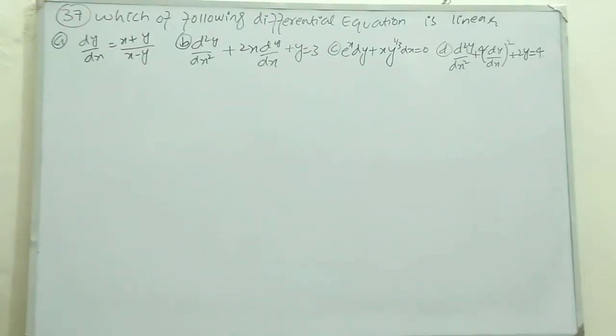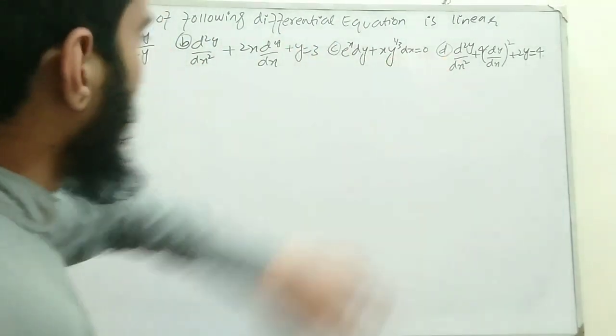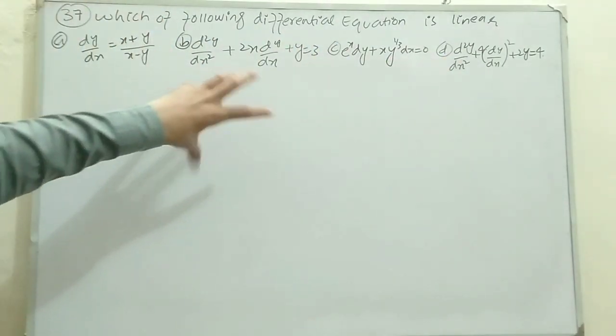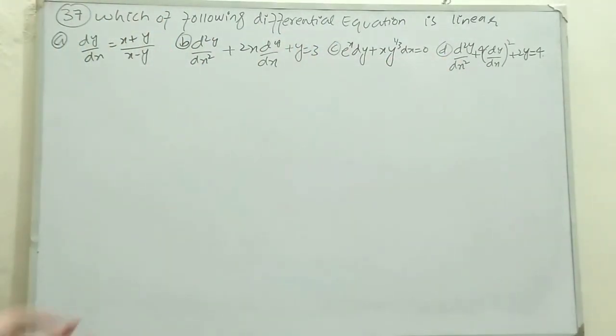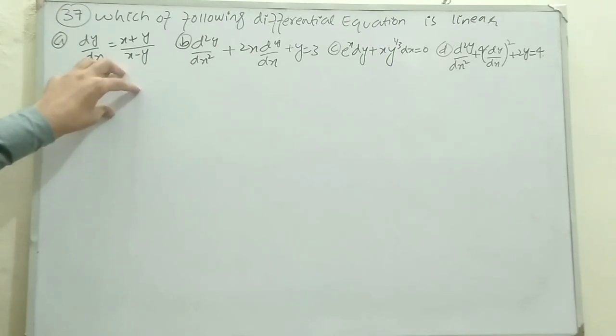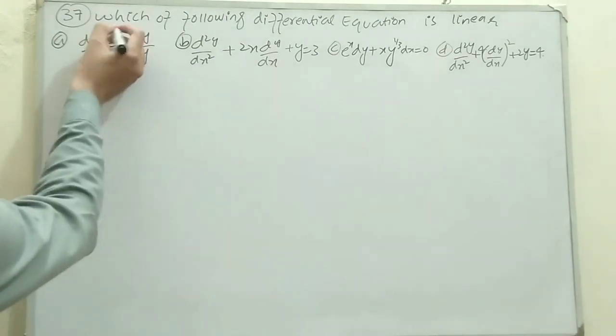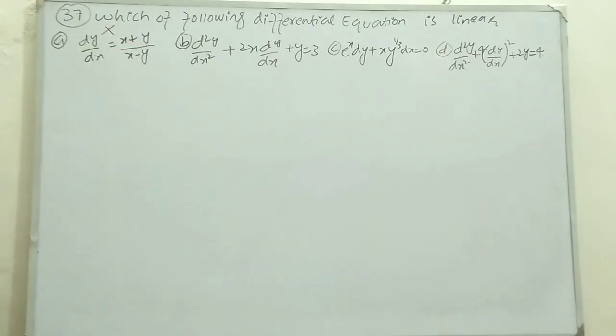Now move toward MCQ number 37. Which one of the following differential equations is linear? Four equations are given, and they are asking which equation out of these four is linear. Remember, the first equation is non-linear. That's why the conversion of this non-linear equation into linear form is not easy. This is very difficult. So option number A is a non-linear homogeneous differential equation.